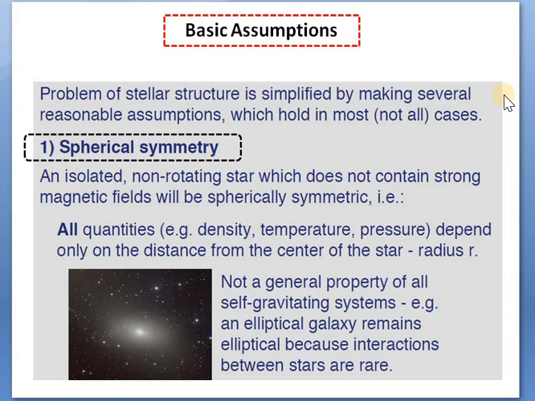Now, the first reasonable assumption that we are going to make, of course, as I have told you, this is not always the case, is that of spherical symmetry. So we are going to assume that an isolated, non-rotating star which does not contain strong magnetic fields will be spherically symmetric. Note that all the quantities, for example, density, temperature, pressure, they depend only on the distance from the center of the star.